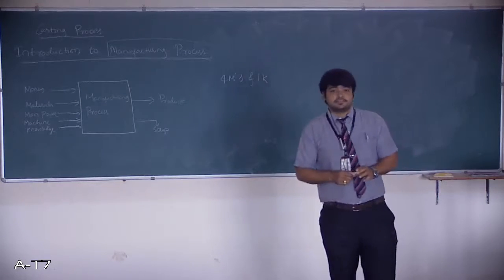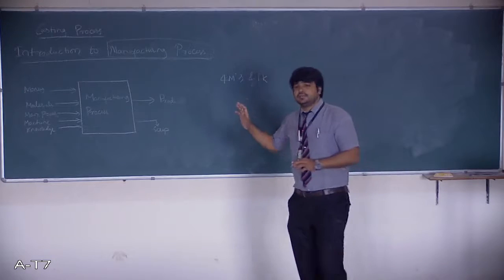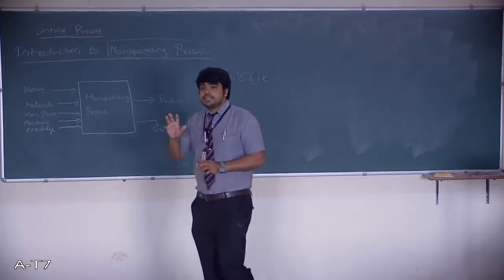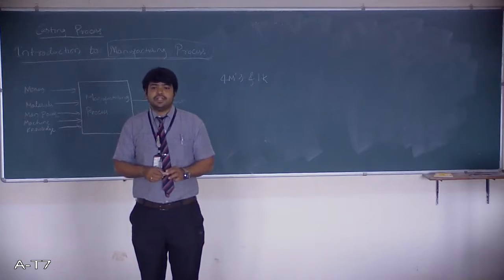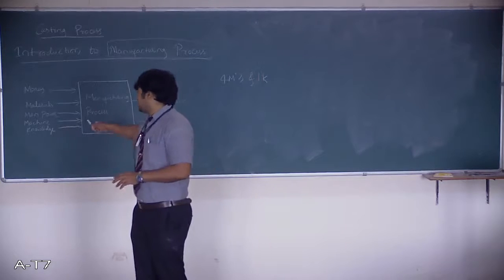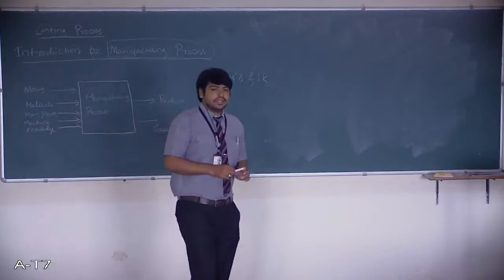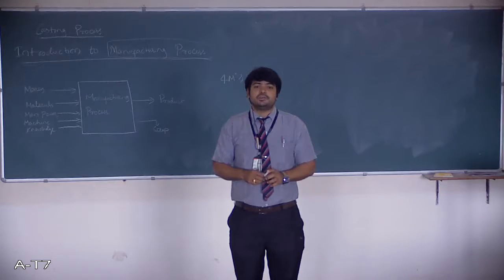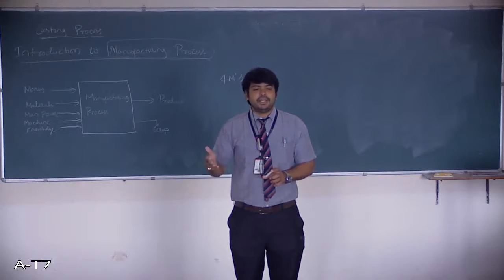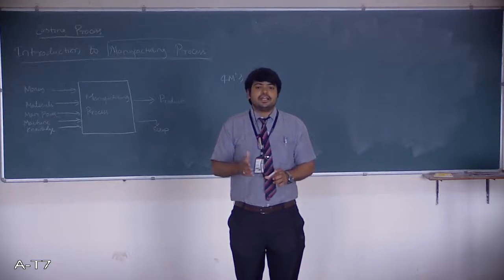Then machine. This is that element of the entire process which actually performs the processing on the material. For example, in case of drilling, the machine is that which is going to drill the hole. Then you require knowledge about the process. What type of cutting tool to select, what type of speed to select in the drilling machine, how much depth of cut has to be given. All these things have to be taken care of.